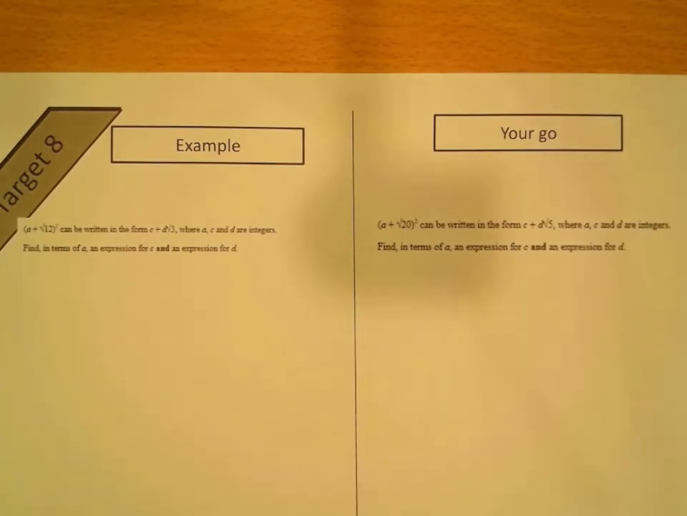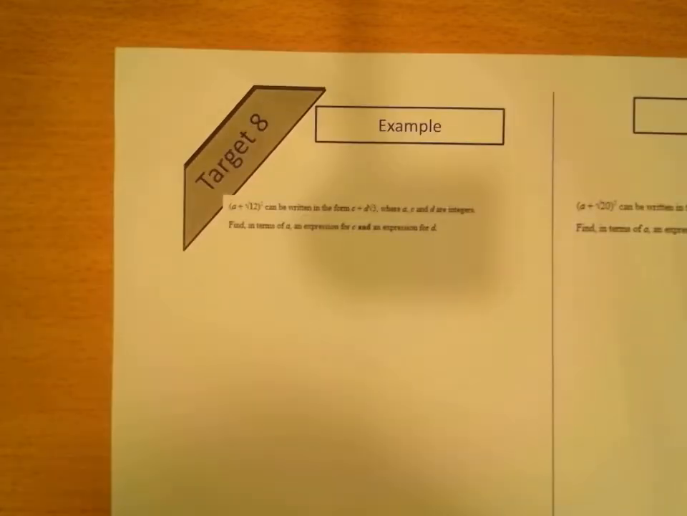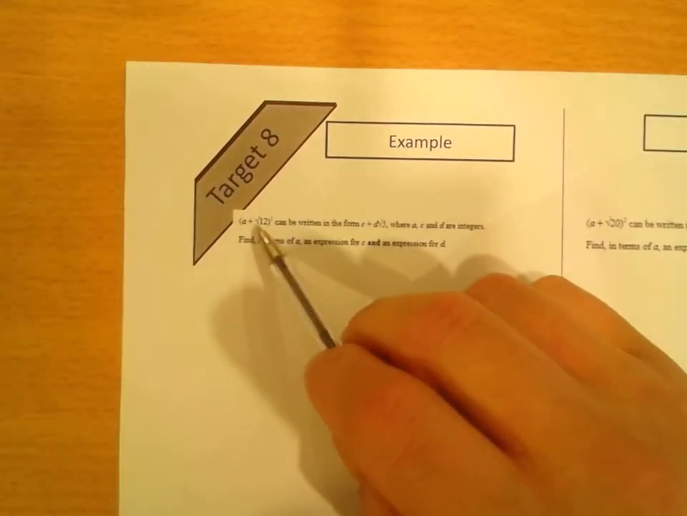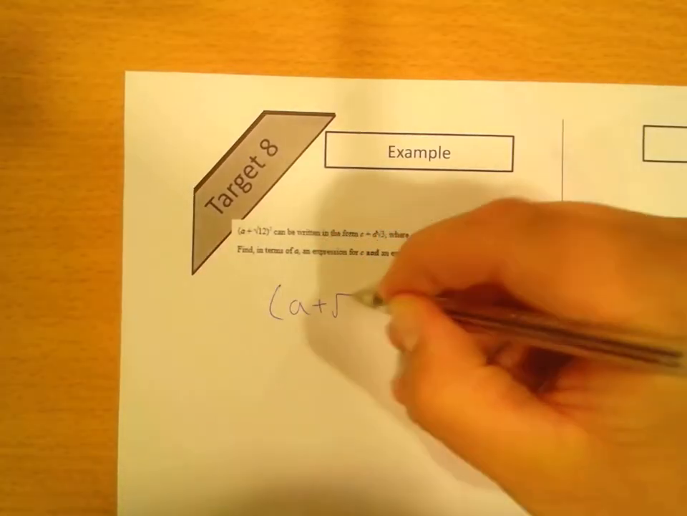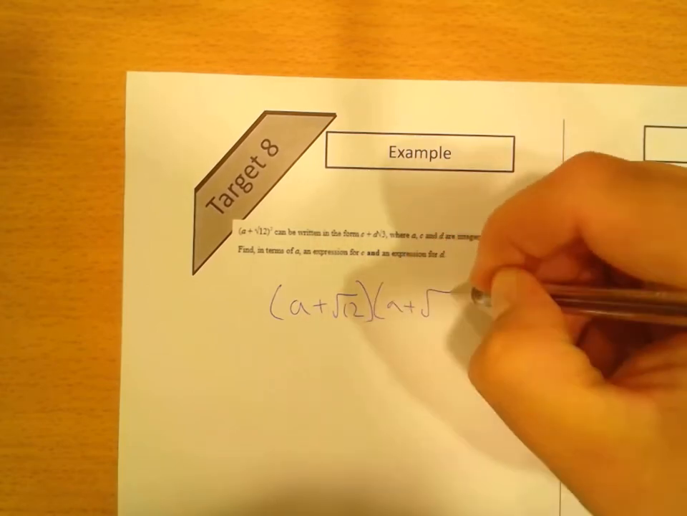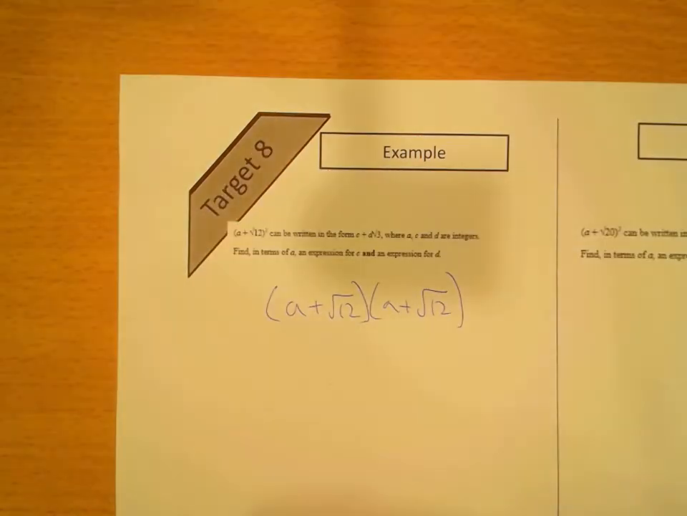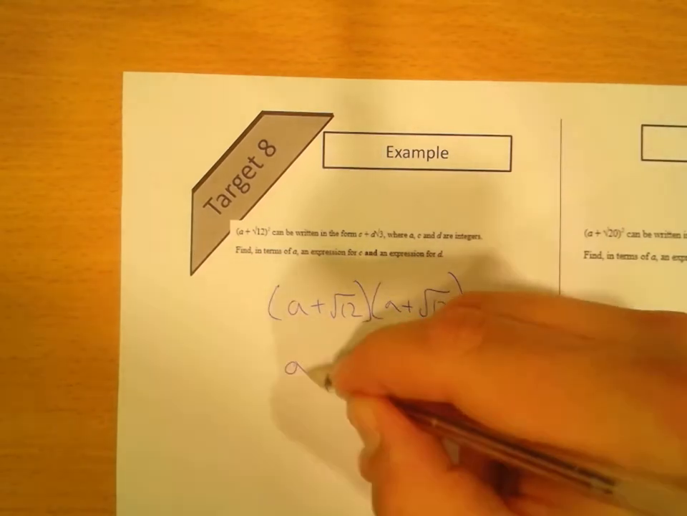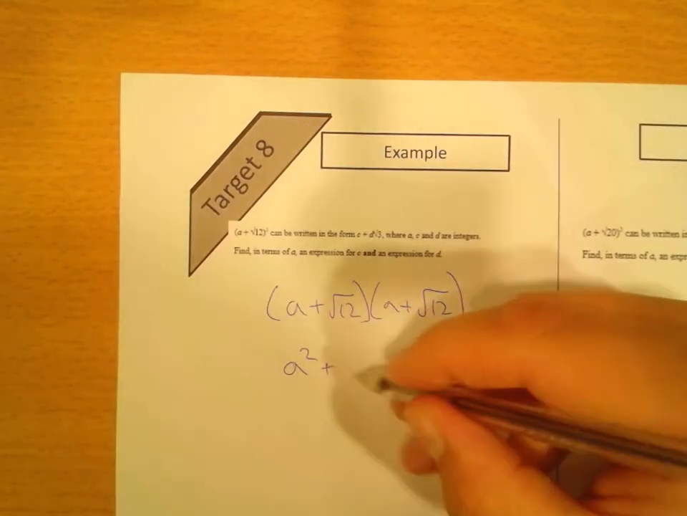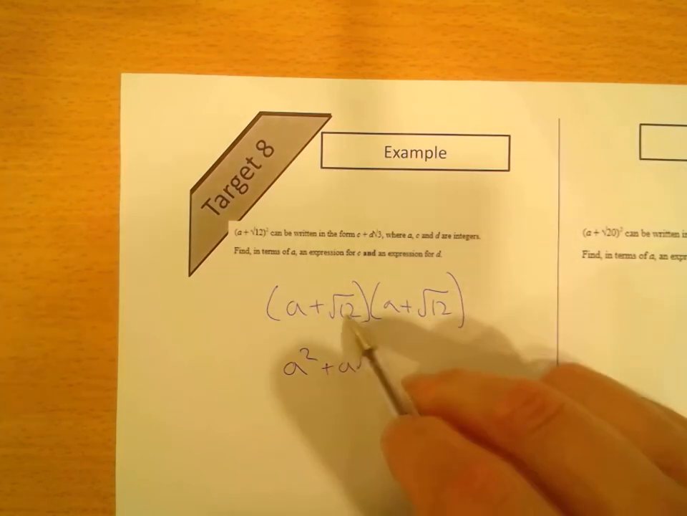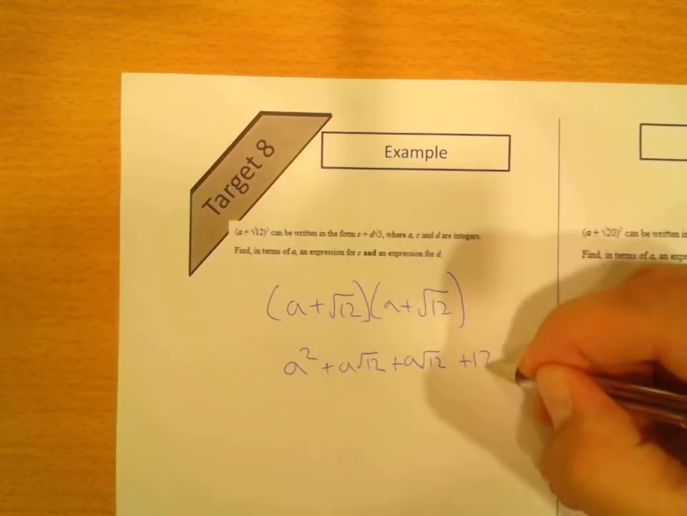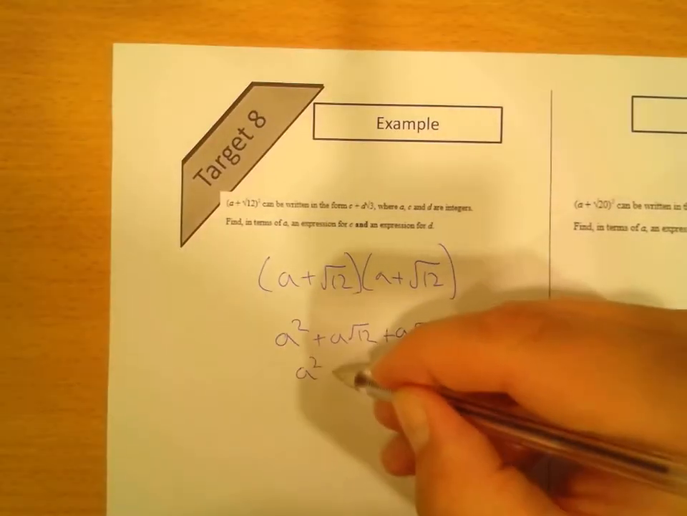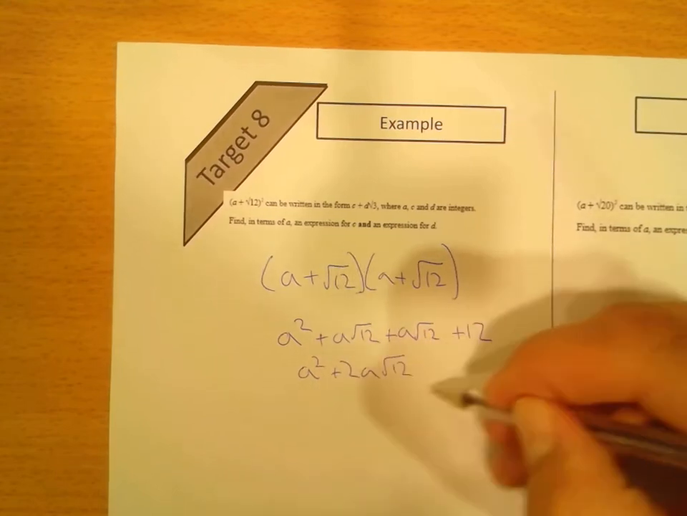So if I have a little look through the first one. Very similar: a plus root 12 squared. We see that squared, straight away we're going to go, okay, a plus root 12, a plus root 12. So expand my bracket: a times a is going to be my a squared. A times root 12 is going to be plus a root 12. Root 12 times my a, so plus another a root 12. Root 12 times my root 12 is going to just be my 12. So if I tidy this up, a squared plus 2a root 12 plus 12.